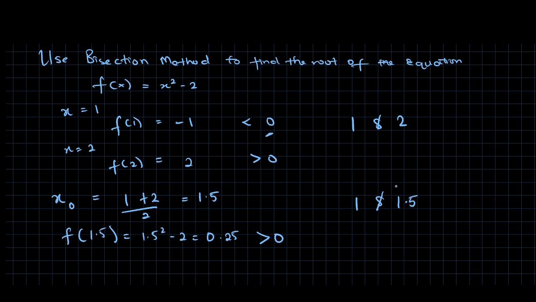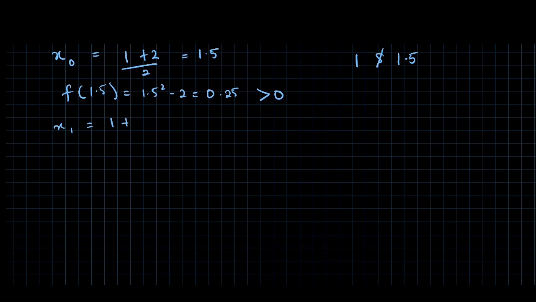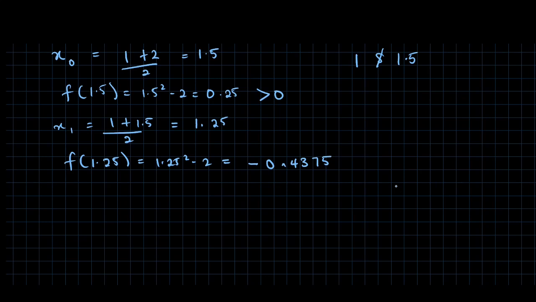So now we go to our next midpoint. x1 equals (1 plus 1.5) over 2. So that's going to be equal to 1.25. Now we put it back into the equation. That's going to be 1.25 squared minus 2, which equals minus 0.4375. Now this is less than 0. We go back to the last value that was greater than 0. In this case, it was 1.5. So now we know our root lies in between 1.25 and 1.5.